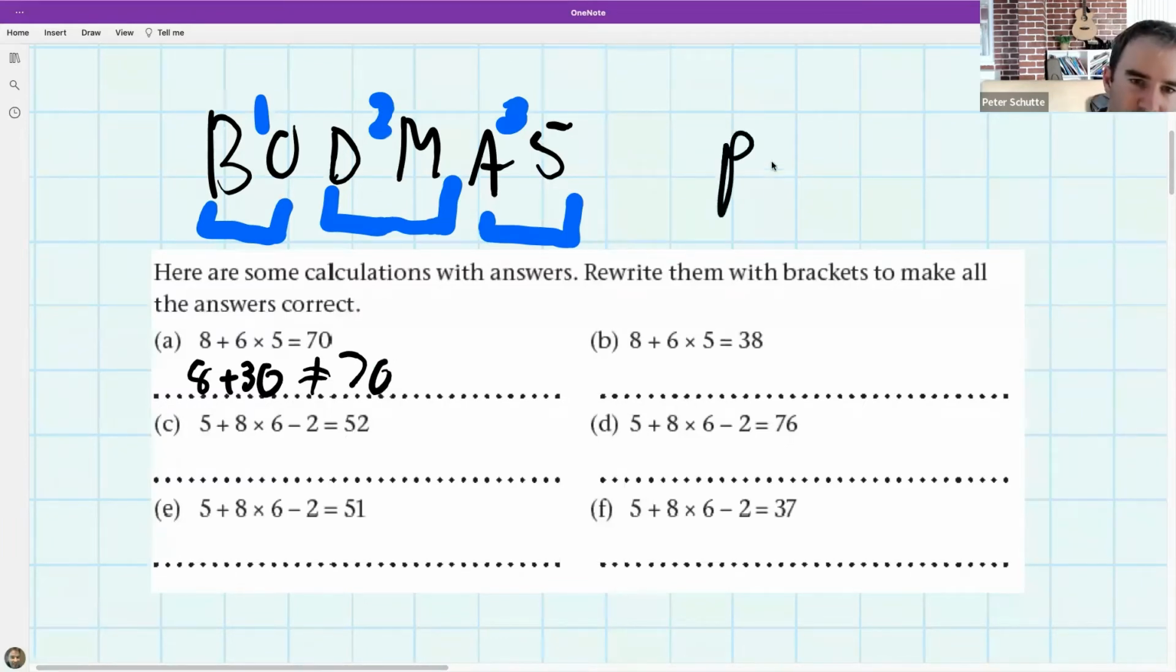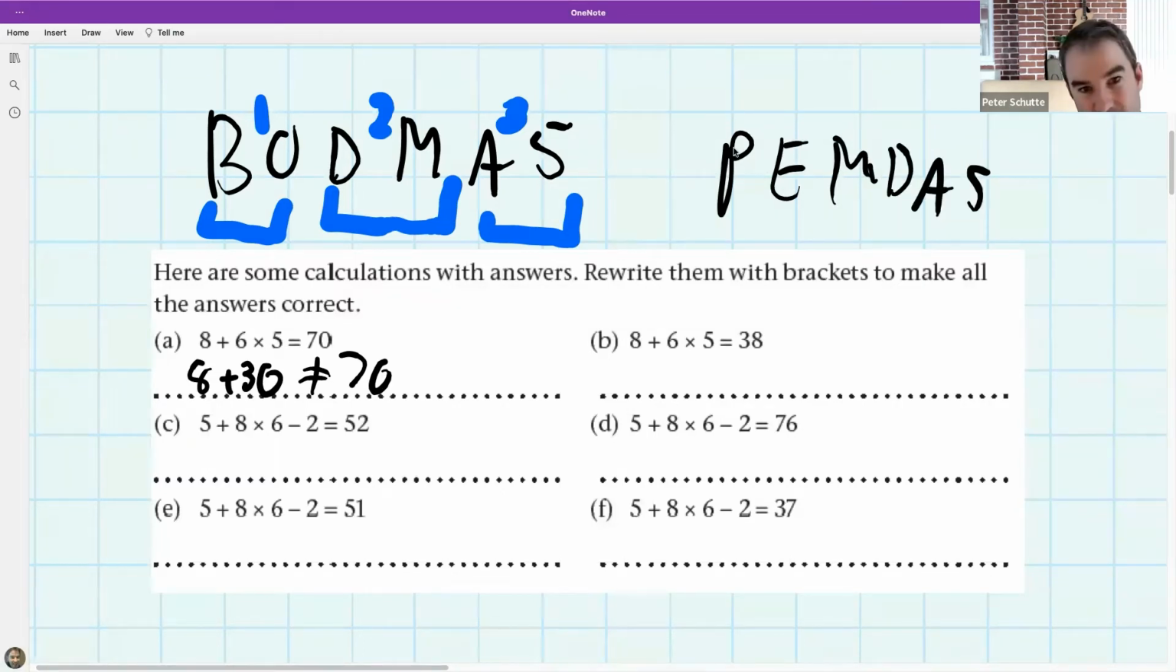PEMDAS, okay, that's something that they use overseas. PEMDAS. Another word for brackets is parentheses. So they say parentheses instead of brackets. E stands for exponents, and then M- is the same. So it's just different parts of the world use different names, but the logic is the same.